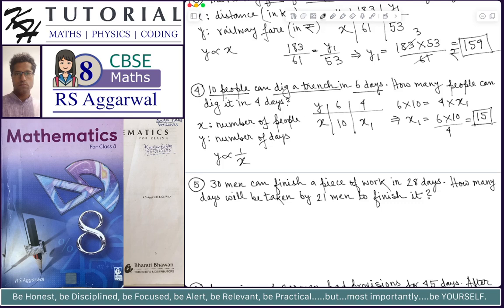Now, to check the consistency of our result: if 10 men can dig the trench in 6 days, then definitely more people will be required to dig the trench in fewer days, that is in 4 days, and hence we are getting the result. The answer is 15, which is more than 10, and hence we can verify that our answer is consistent with the variation involved, which is inverse variation.